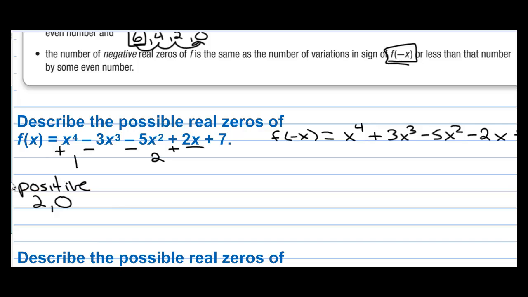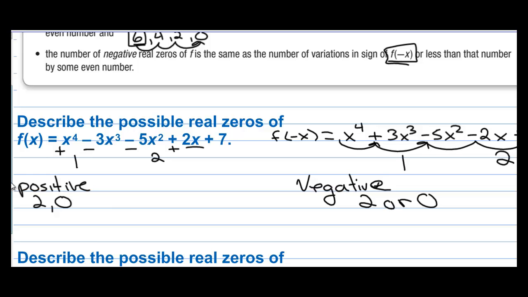We're going from positive to positive, that's none, positive to positive, no sign change. Positive to negative, there's 1 sign change. And here's the second sign change. So the number of negative zeros is 2 or 0.